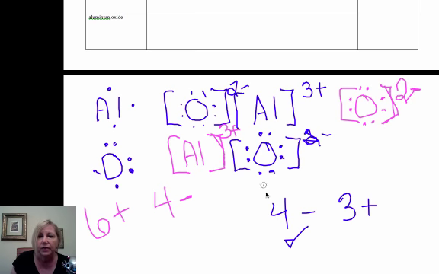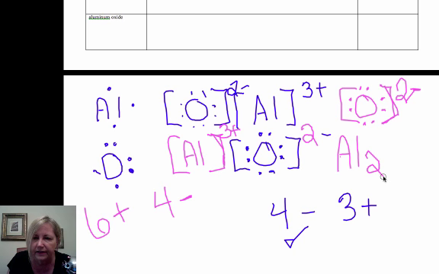All right, now if you could actually read my writing here, you would see that I have 6 positives and I have 6 negatives. It's neutral. And to make it neutral, I had to write 2 aluminums and I had to write 3 oxide ions.